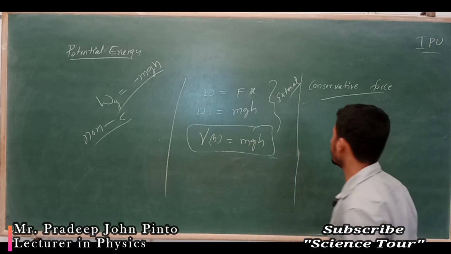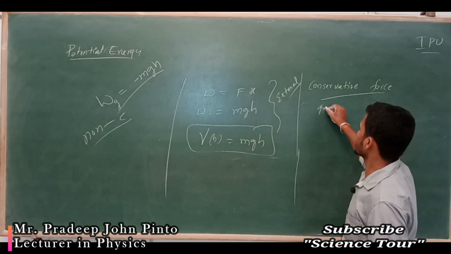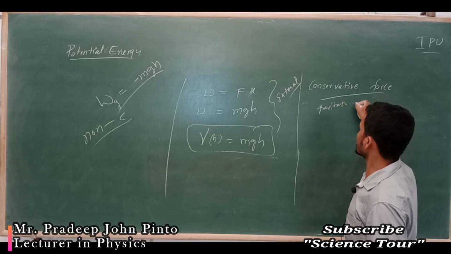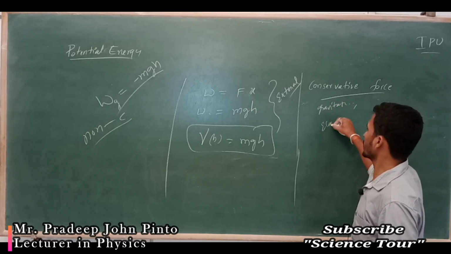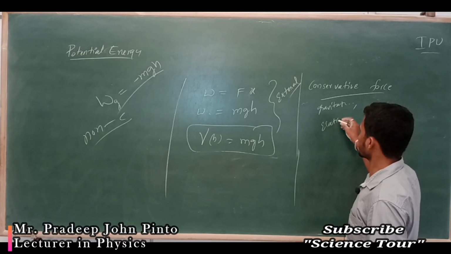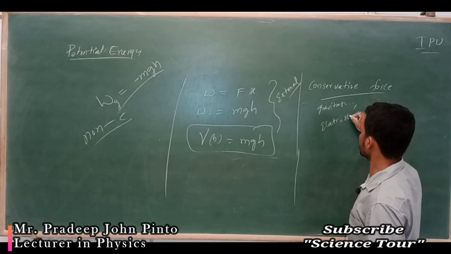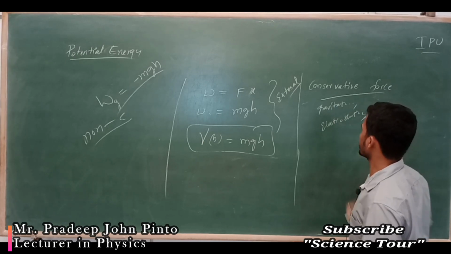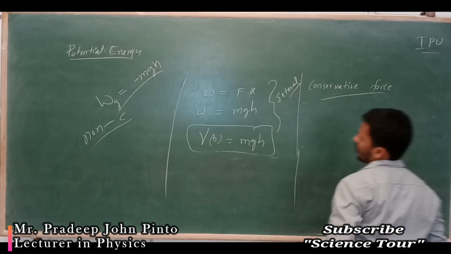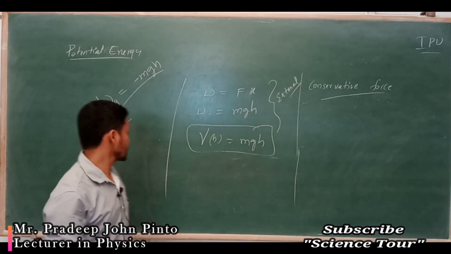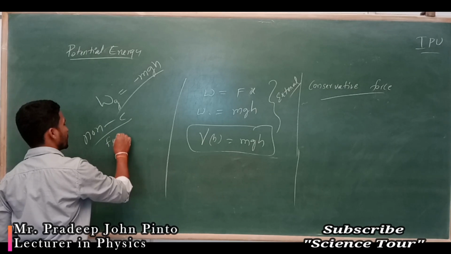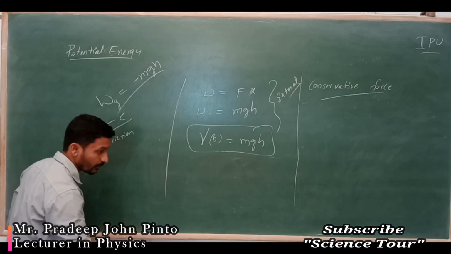Which is a conservative force? Gravitational force is a conservative force. Electrostatic force is a conservative force, whereas a non-conservative force is friction, because it depends on the path.